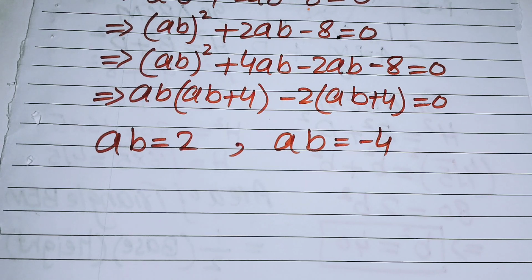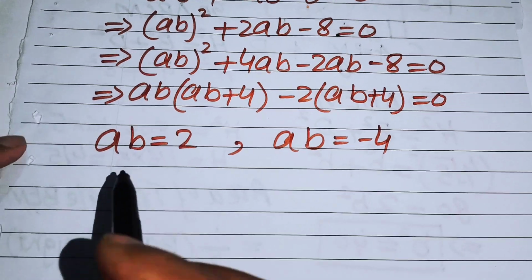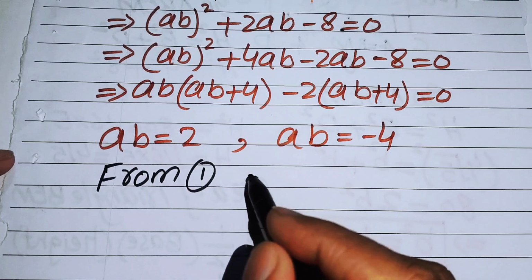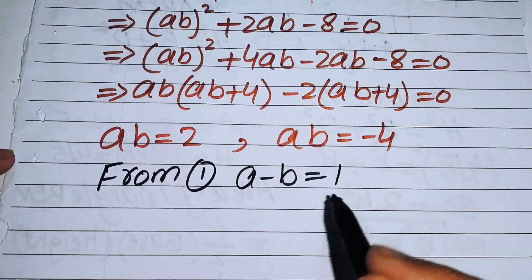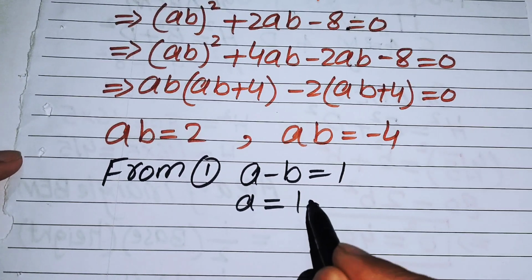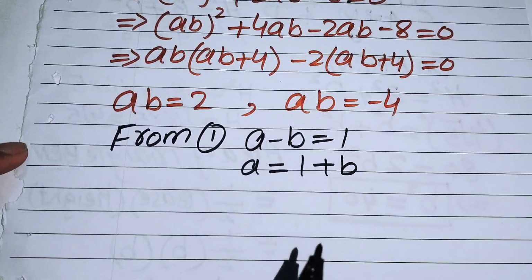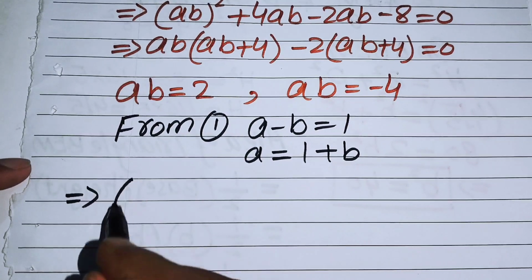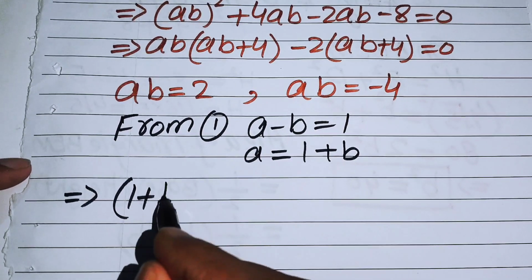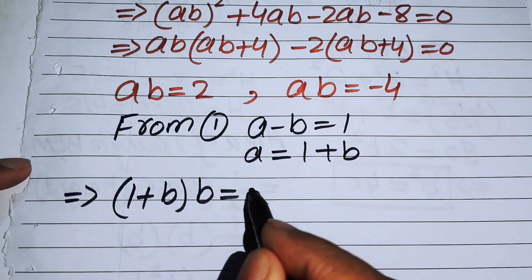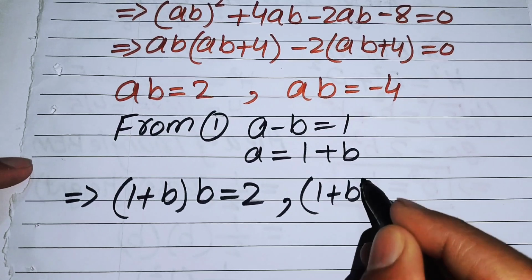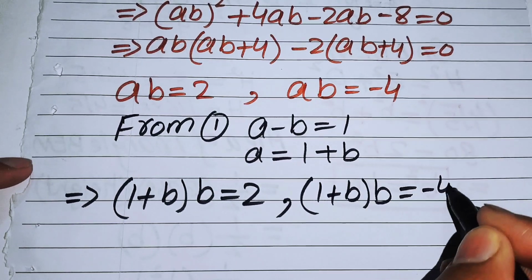So here we back substitute the value of ab. So here I can just write from equation number 1. So our equation number 1 will be a minus b equals to 1 and here we get the value of a, it is 1 plus b, and we put the value of a in both of the equations and you get its output in this form. Here you have a and the value of a is 1 plus b times b equals to 2, and here we have again ab, so it becomes 1 plus b times b equals to minus 4.